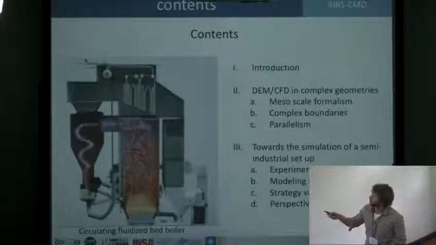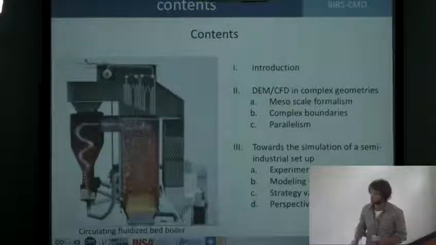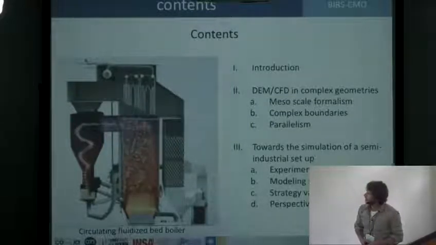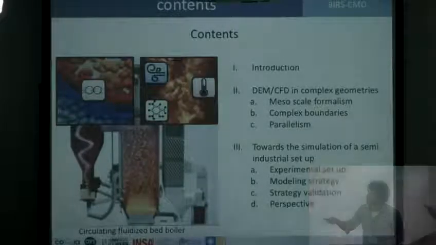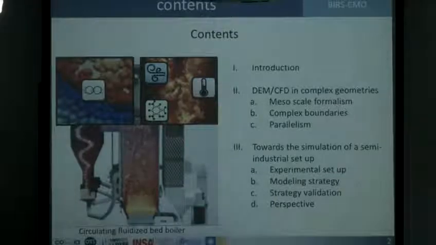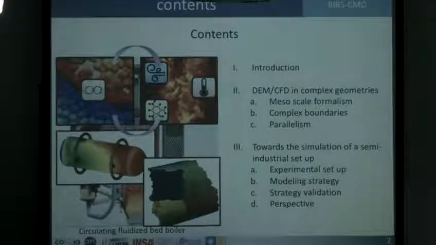So after this short introduction, we'll reach the core of the presentation, which is mainly dealing with our numerical implementations of coupled CFD-DEM in the YALES2 code, which is also developed in the Korea laboratory. As you know, we have to deal with contacts between particles, but also hydrodynamic, heat transfer, and chemical phenomena in the fluid phase, knowing that the two phases are strongly coupled. And we will focus a bit more on our management of non-planar boundaries and massive parallelism for unstructured meshes. Then finally, we will move on to our progress towards the simulation of a semi-industrial setup.